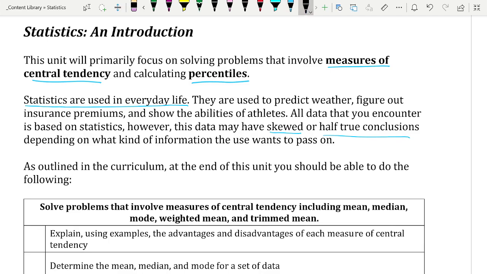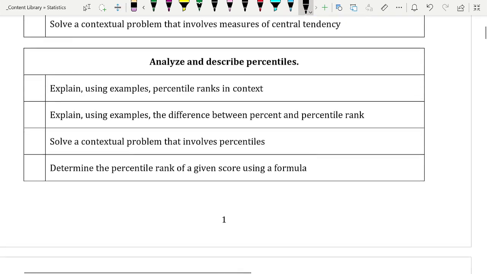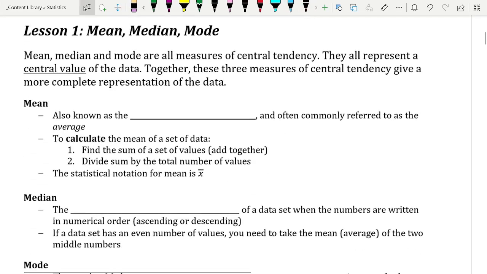All right, the first thing we're going to do, lesson 1, hopefully this lesson's a bit of a review. Hopefully you've seen these 3 words before. Mean, median, and mode. Together they measure central tendency.